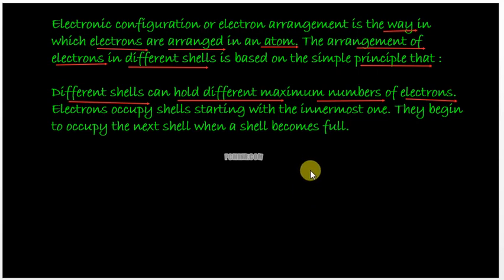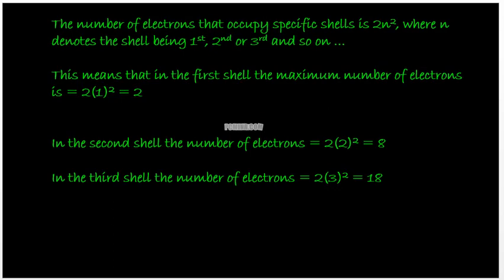They occupy a particular shell based on the principle, and electrons start occupying shells from the innermost one. So first of all, the innermost shell is filled. Once that shell is filled, they begin to occupy the next shell. Only when a shell becomes full, based on how many electrons can be placed in it, do they move to the next shell.